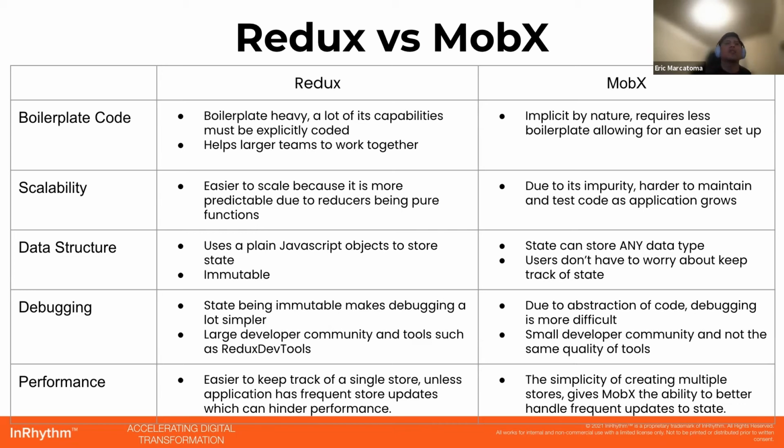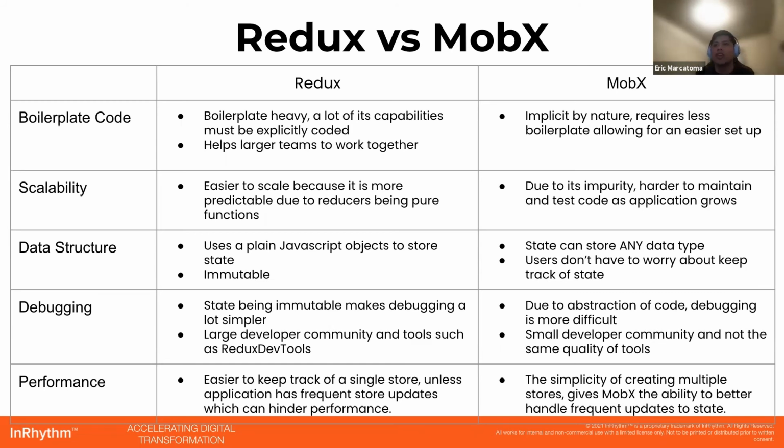Then we talk about debugging. Redux has an advantage over MobX in debugging, because state is immutable, so it's easier to keep track of old state and new state. Also, because our reducers are pure functions, we know what to expect from our functions given a certain input. Redux also has a large developer community and tools such as Redux DevTools. Within Redux DevTools, there's a cool feature called the time traveling debugger, which displays all the different states of your application when you are using it. So it's easier to see where a bug or problem happened within your application.